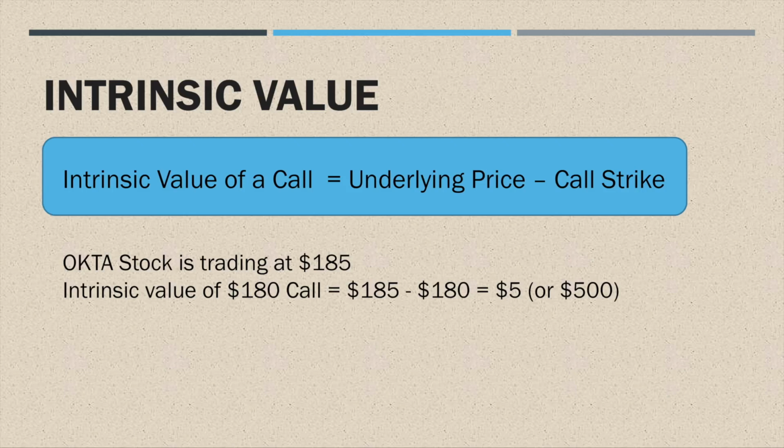It's simply the current price of the stock minus the strike price of your call, if you're talking about call options, and that gives you the intrinsic value. As expiration approaches, it has no effect on the intrinsic value. The only thing that has an effect on the intrinsic value is the price of the stock, not the time.